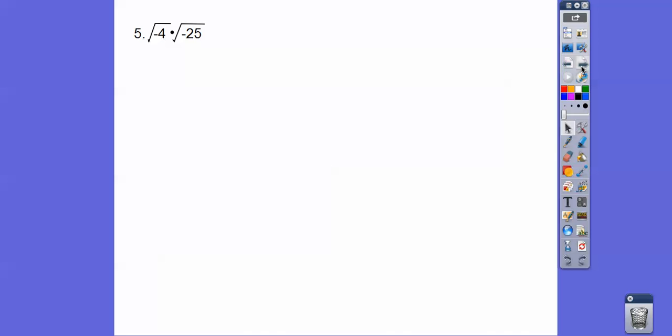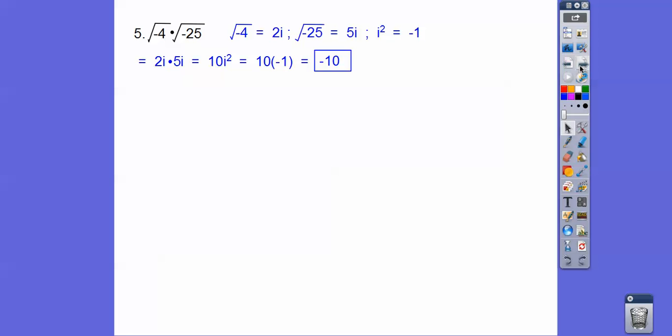Now i's work a little bit differently, you guys. You can't do a negative times a negative and become a positive. You have to pull the i's out first. So this is 2i right here, because we pull the i out, and this is 5i. So 2i times 5i is 10i squared. Remember, i squared is negative 1, so it's 10 times negative 1, which is negative 10.